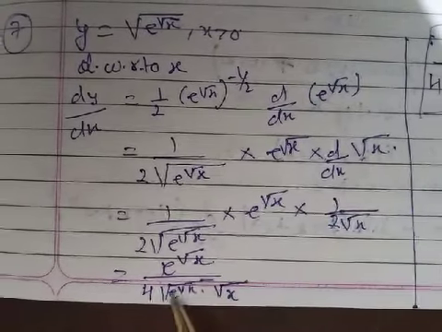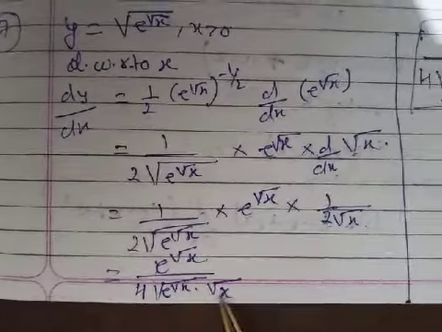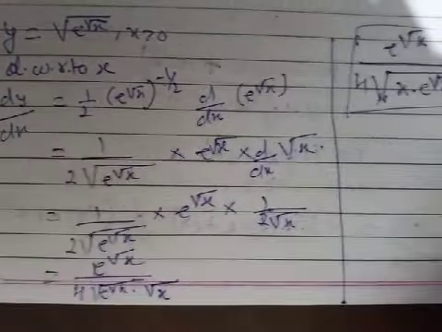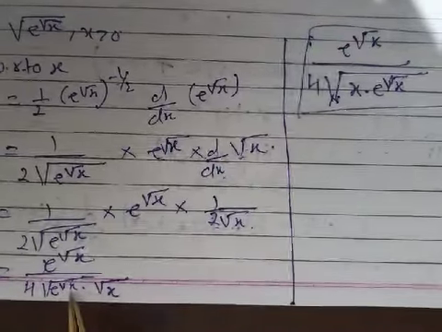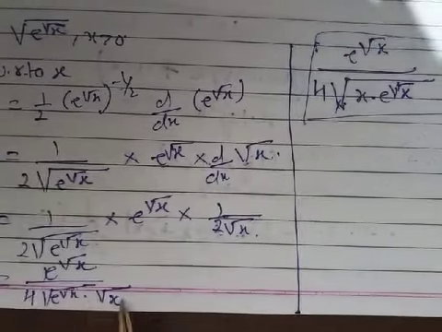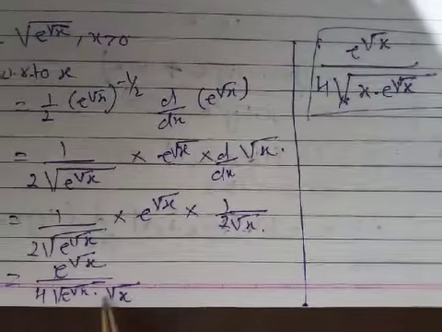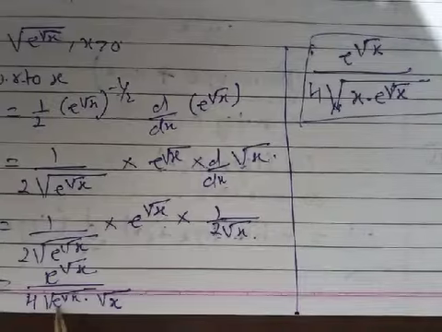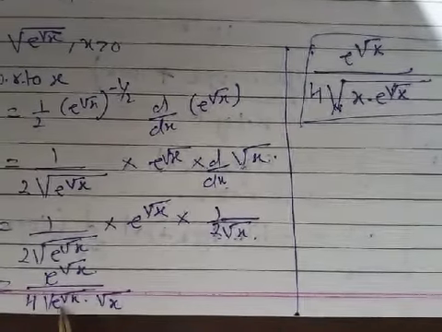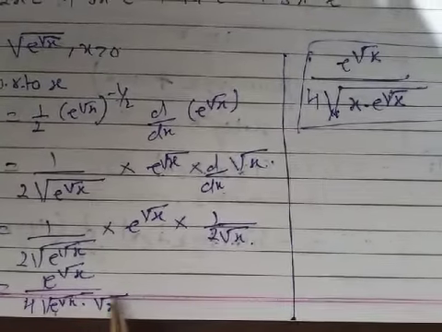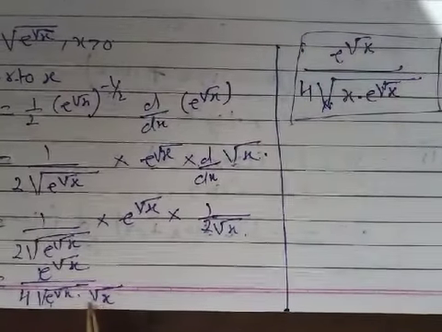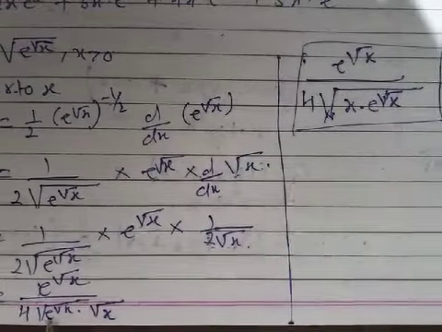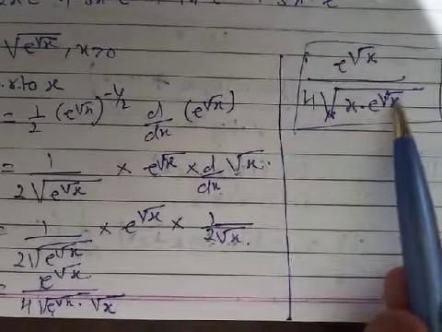e raised to root x into x. If you multiply inside the root x, so what will happen? If you multiply, it will be inside the root. Inside the root it will go as x. So x e raised to root x. This can go in multiplication. Common root can be taken. So x will go inside. It has a root x. So 4x into e raised to root x.